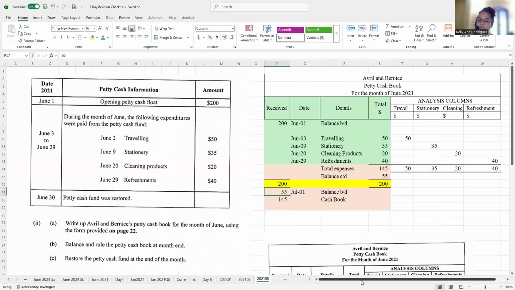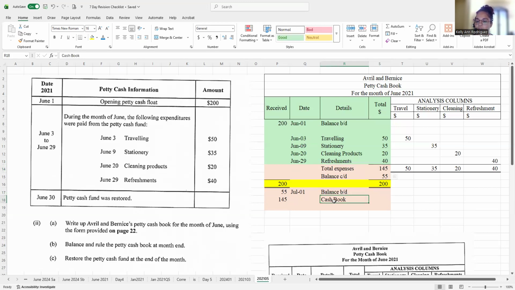What are you going to refloat? Restore the petty cash fund at the end of the month. What are you going to refloat? You just have to refloat what you spend. You don't even have to think. You don't have to recalculate. You're going to refloat what you spend, which is the total expenses.